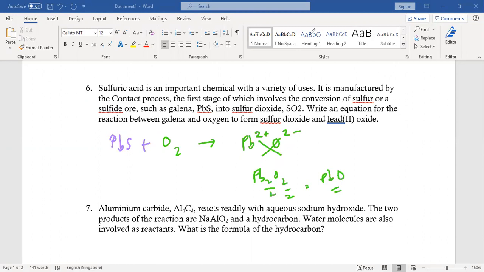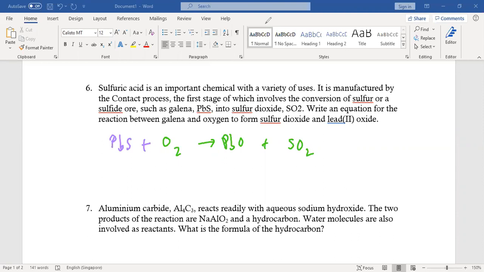Okay, so I'll just erase this one, and then I'll just write here PbO. PbO plus sulfur is actually 1, and oxygen is 2, so sulfur dioxide is actually SO2. So how do we balance this one basically?